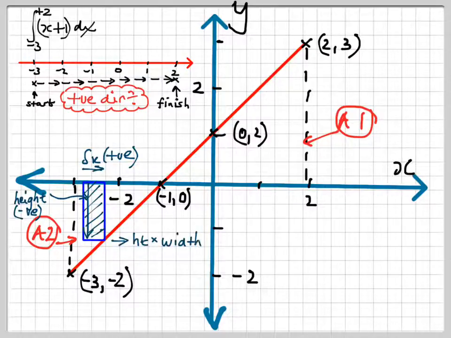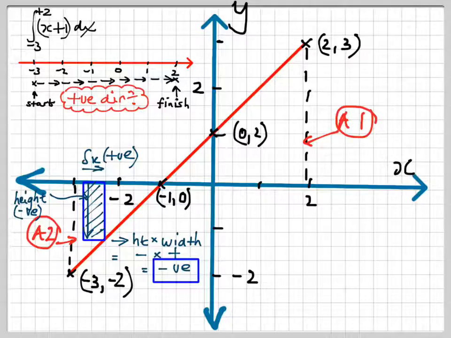So what is the area going to do? The signed area, the height times the width, is going to be a negative height times a positive width, which is going to get me negative. Thank you, Mr. Box. So the signed area for that section of the graph under the x-axis is negative.